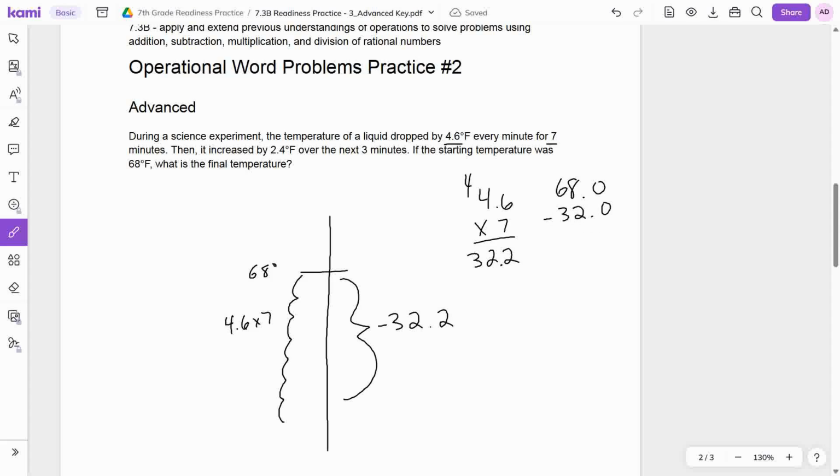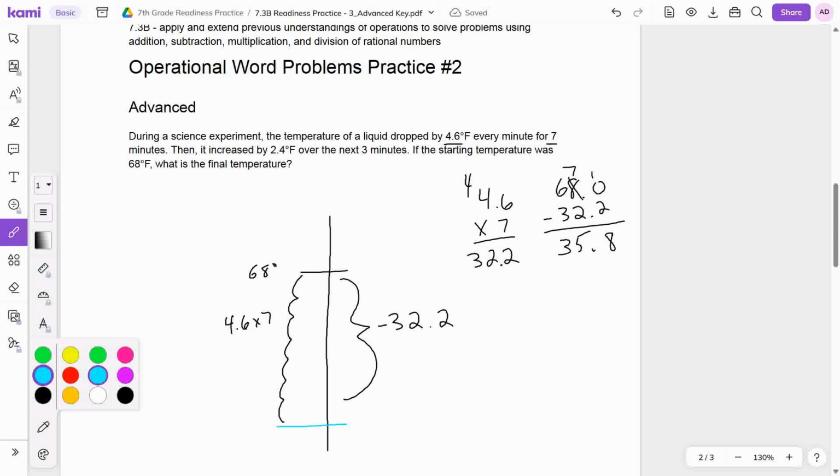So I can subtract, and that's going to be 7. That's 8, 5. All right, so right here, make this blue. At this point now, I am at 35.8. That's that first step. Then it increased by 2.4 over the next 3 minutes. So I'll do some green, and I'm going to go 1, 2, 3, right? And that is going to be 2.4 times 3.